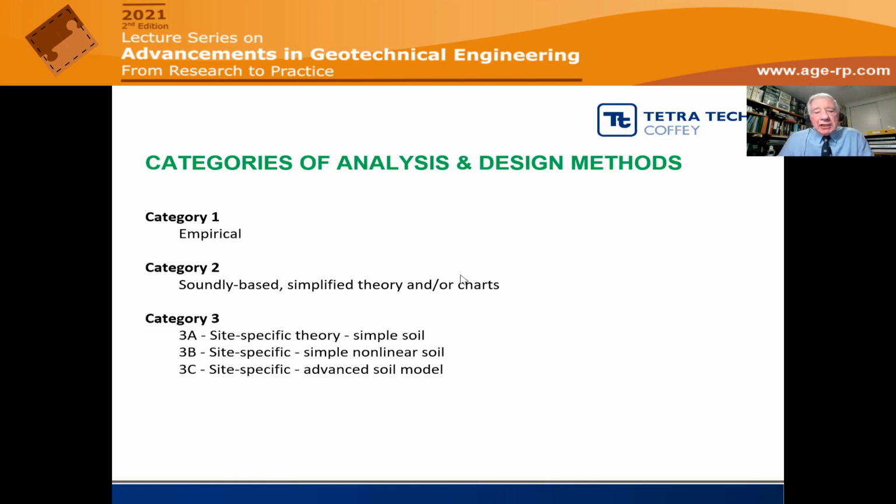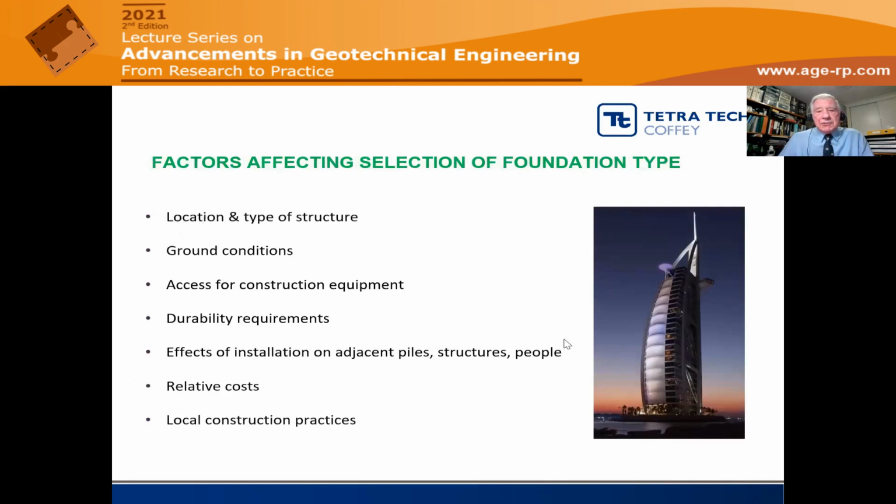And then finally, category 3 problems or methods are those where you use site-specific theory with various levels of sophistication of the soil model. So going through from simple, perhaps linear or plastic models in 3A through nonlinear models in 3B to advanced soil models in category 3C. And with the development of numerical methods over the past 3 or 4 decades, we now are able to, on occasion, where it's appropriate, even go to this level 3C analysis.